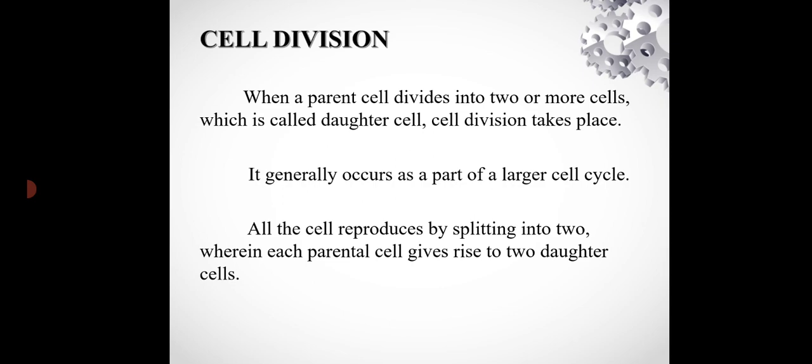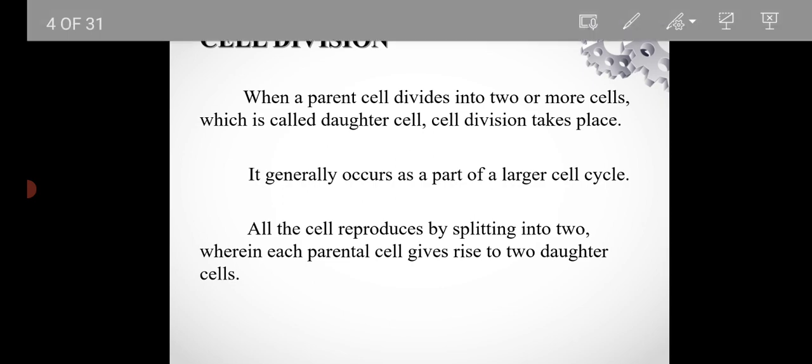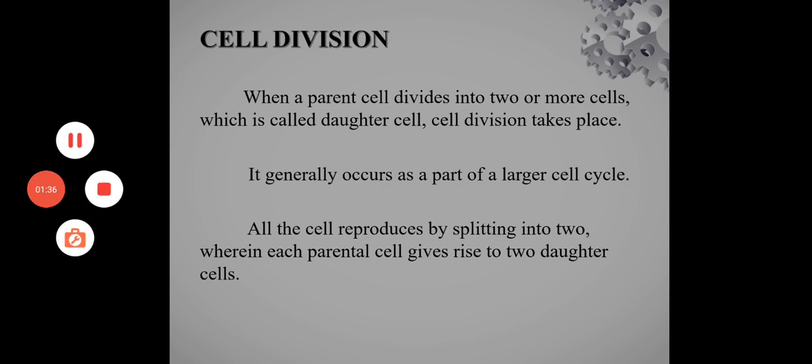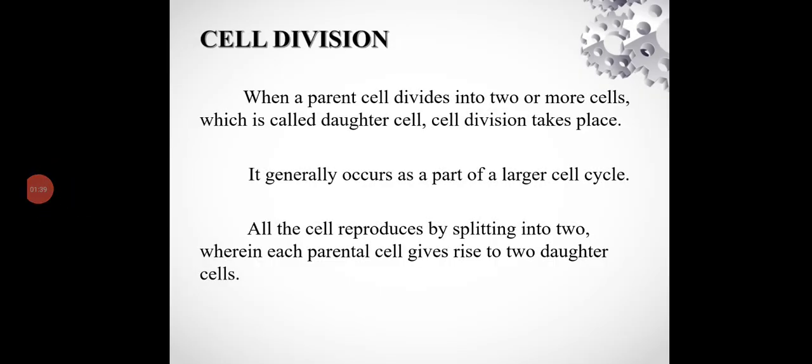Okay, next, cell division. What is cell division? When a parent cell divides into two or more cells, which are called daughter cells, cell division takes place. That means one parent cell divided into two daughter cells is called cell division. It generally occurs as a part of a larger cell cycle. All cells reproduce by splitting into two, wherein each parent cell gives rise to two daughter cells.